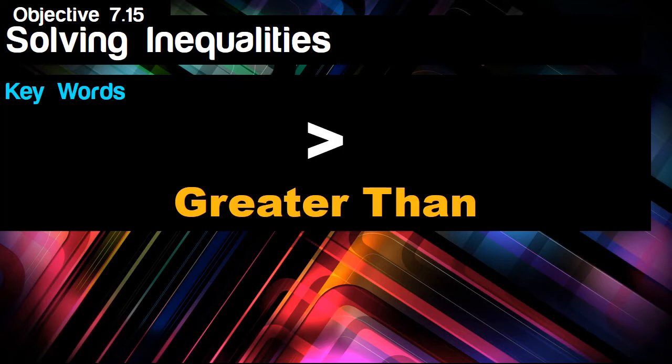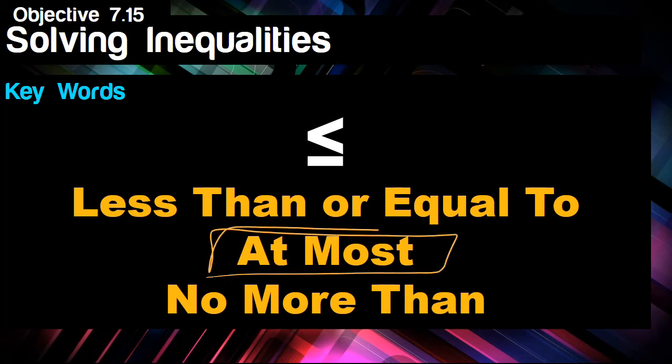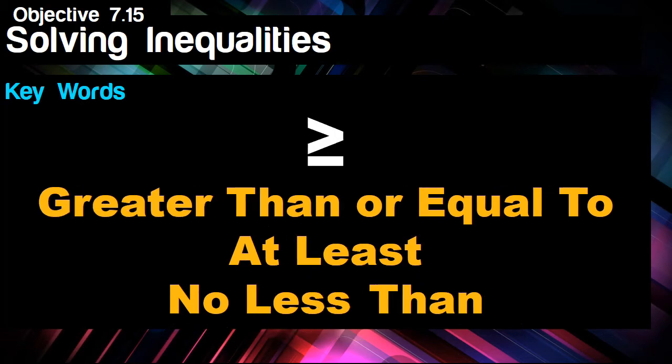So here we have our greater than symbol. And so this is going to tell us that whatever is on the left is greater than whatever is on the right. So here we have our inequality. This is less than or equal to. And so you're also going to see some key phrases here. So this is going to be at most and the phrase no more than. So we're going to talk about those two phrases in some different word problems.